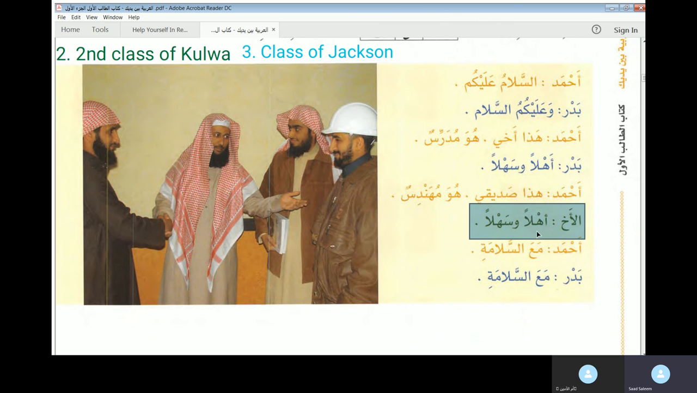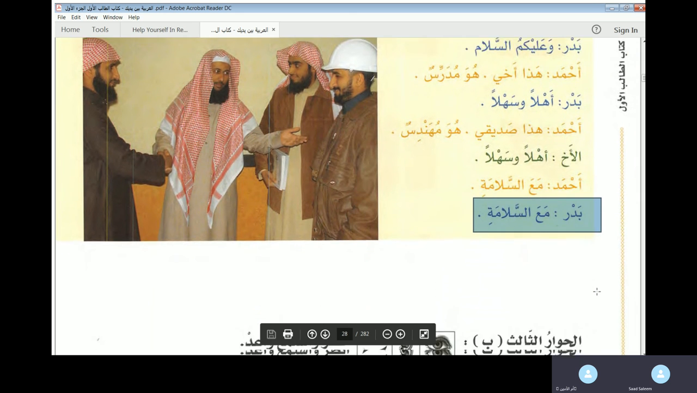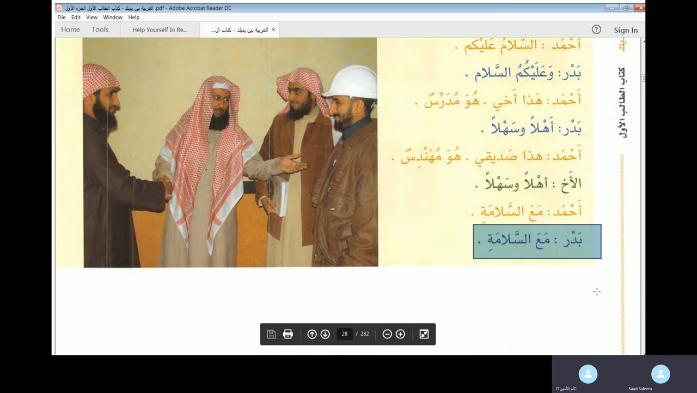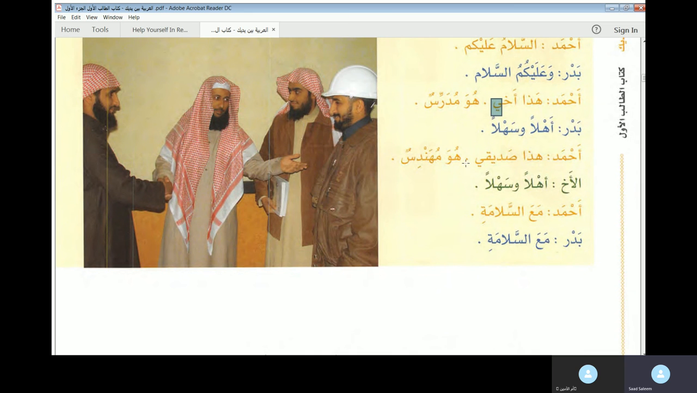Welcome. Ahmed: Ma'a salama. Goodbye. Ma'a salama means goodbye. Badr: Ma'a salama, goodbye. So the main thing that you learned in this dialogue is the word ya. Ya means my. Okay?